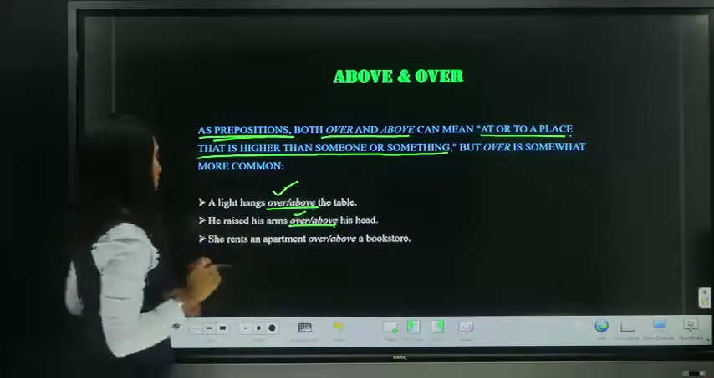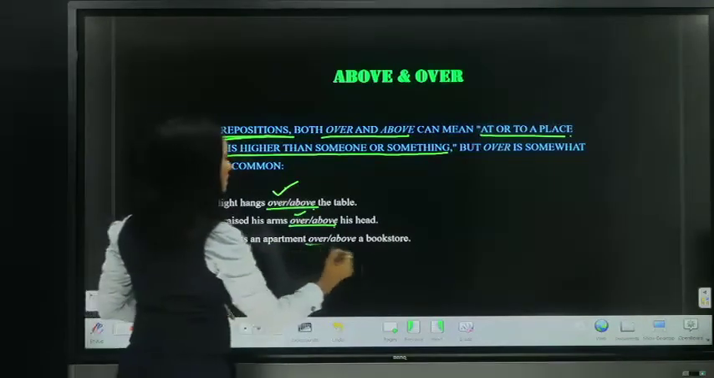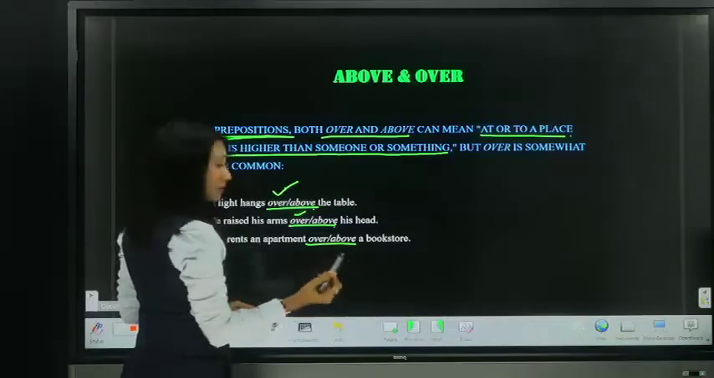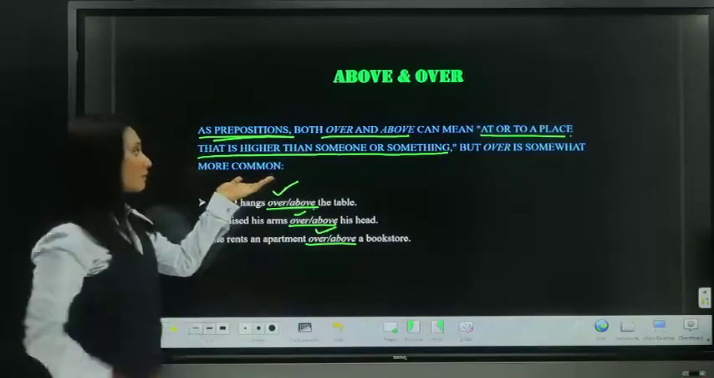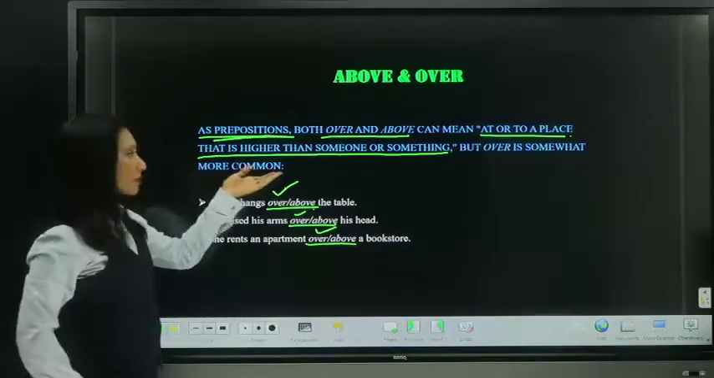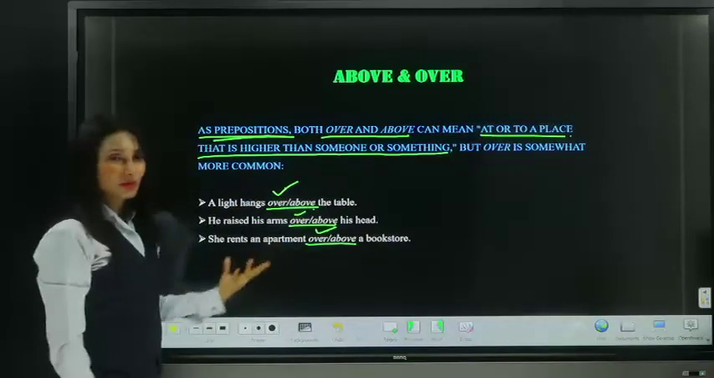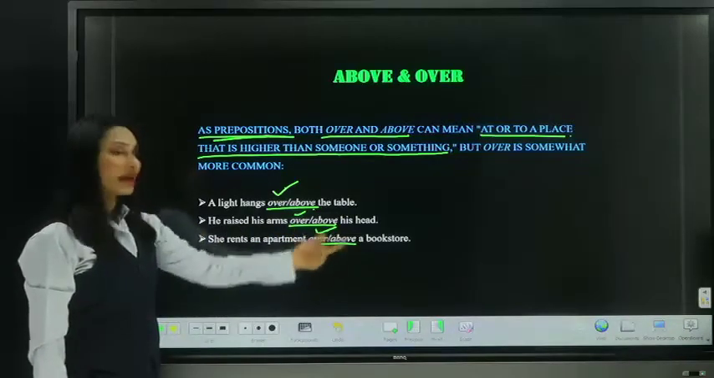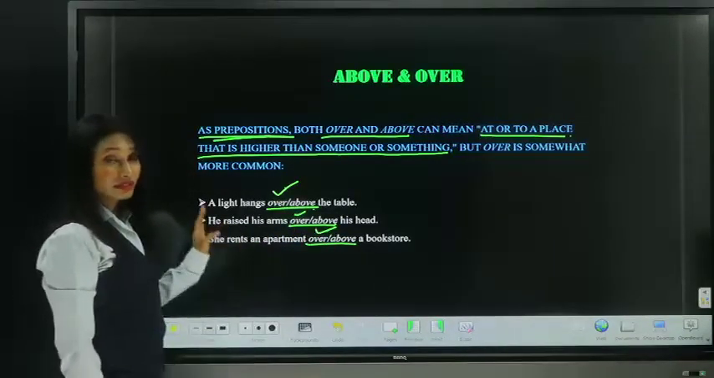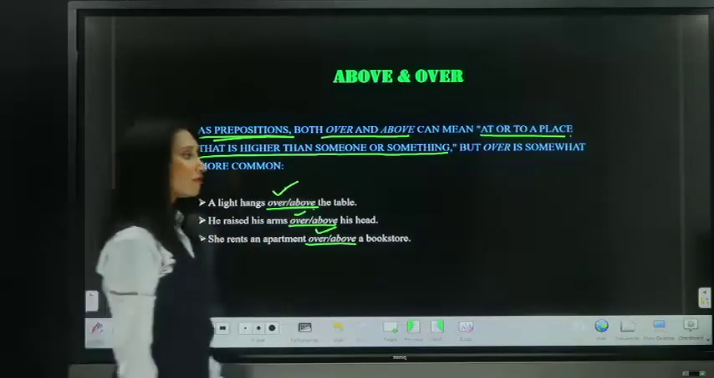So over is good. She rents an apartment. Generally people use above, but over, according to the sense, is most common. It's somewhat more common and more appropriate than above. So she rents an apartment over a bookstore. So this is our third one. Now let's move on to the fourth usage.